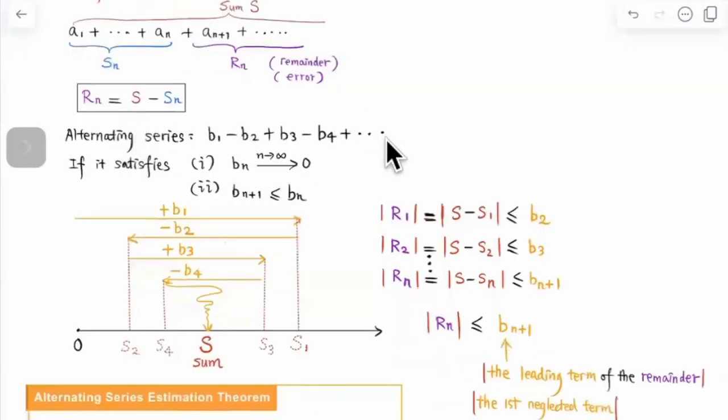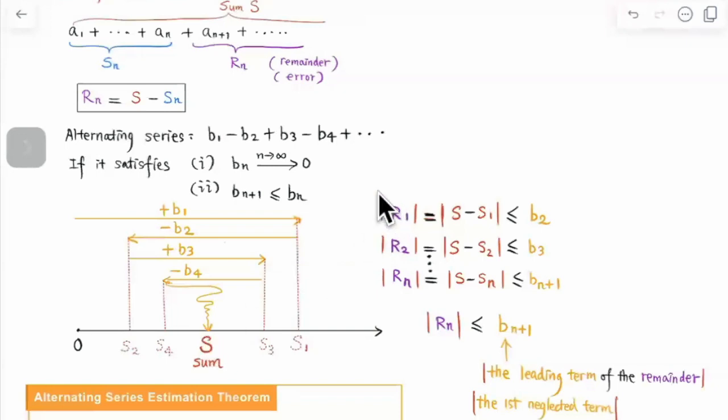Now let's discover some pattern. If we have an alternating series, suppose it starts with a positive term B1 and then alternates, so minus B2 plus B3 minus B4, etc. Notice that all these Bn, we assume that they are positive. Suppose it satisfies these two conditions. Number one, Bn goes to 0 as n goes to infinity. Number two, Bn plus 1 is less than or equal to Bn.